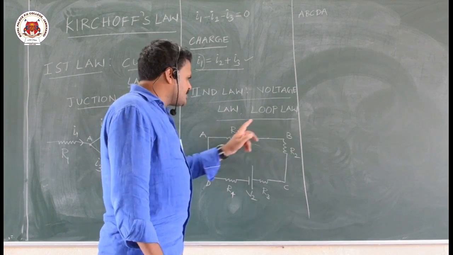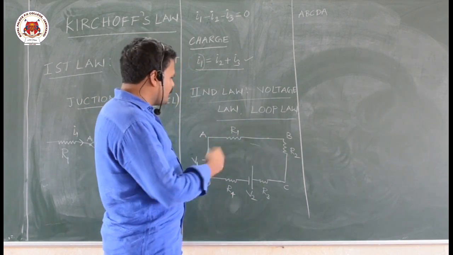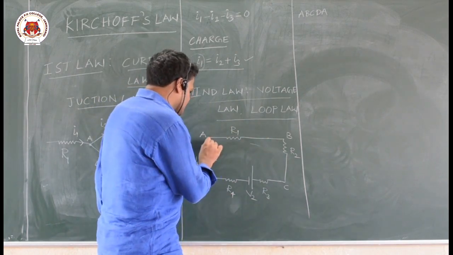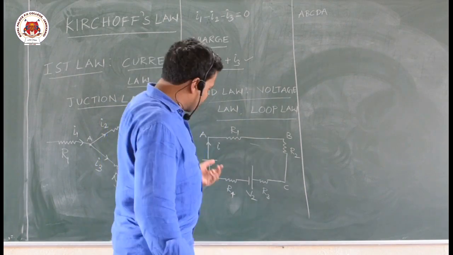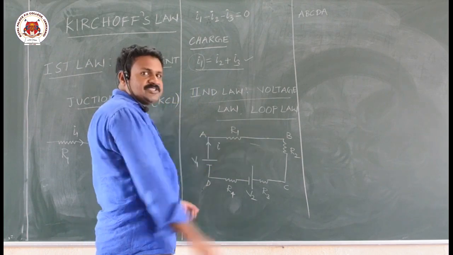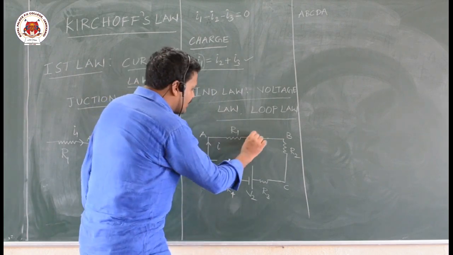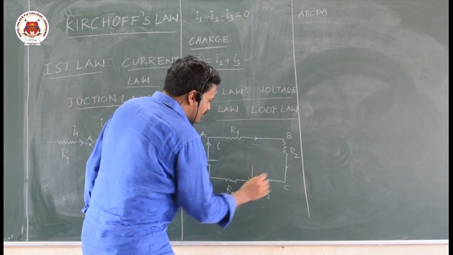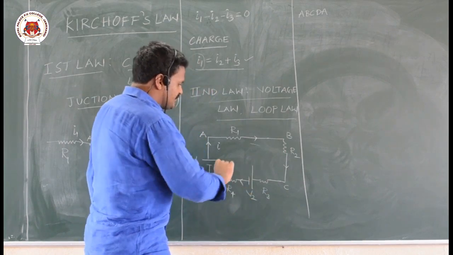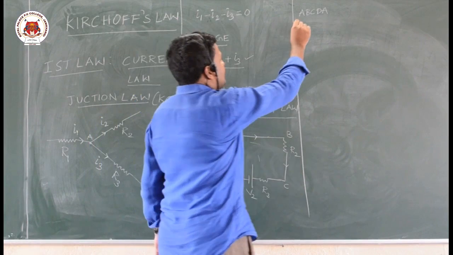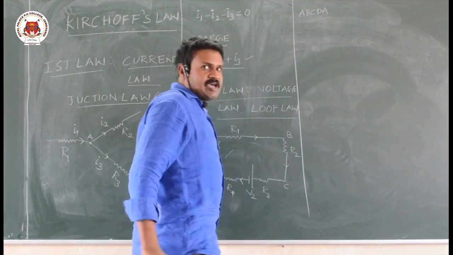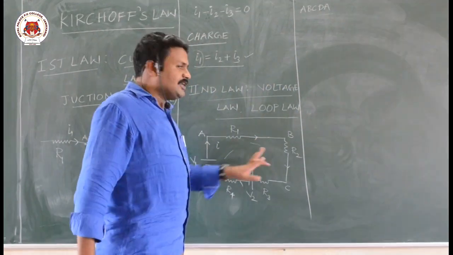So if you take potential difference across AB, in order to get potential difference, let us consider a current I is flowing inside this network. I am considering that current I is flowing inside this network, and this current direction I have given in clockwise manner. Now I have selected a path, that is ABCDA.